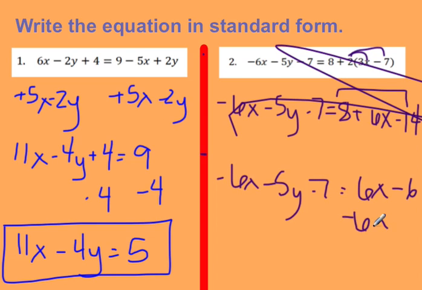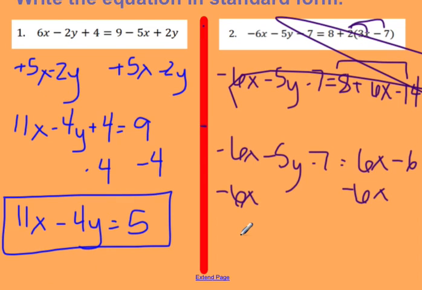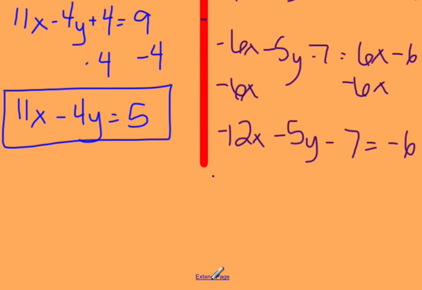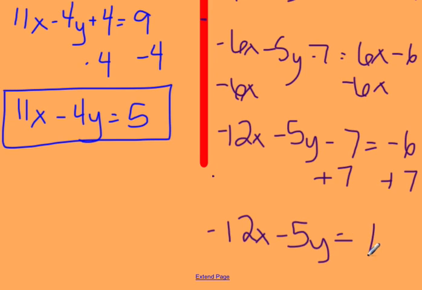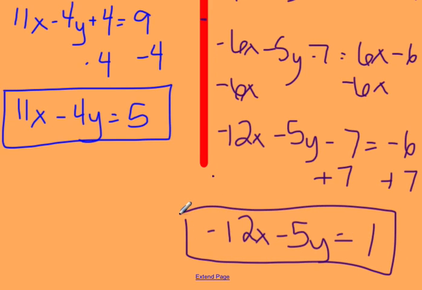Now I'm going to subtract this 6x over to the other side since it is positive. Well, 6x minus 6x is going to give me a negative 12x minus 5y minus 7 is equal to a negative 6. So now I need to take that minus 7 and add it over to the other side. So I get negative 12x minus 5y is equal to negative 6 plus 7, which is going to be a positive 1. So that's your final answer for number 2.